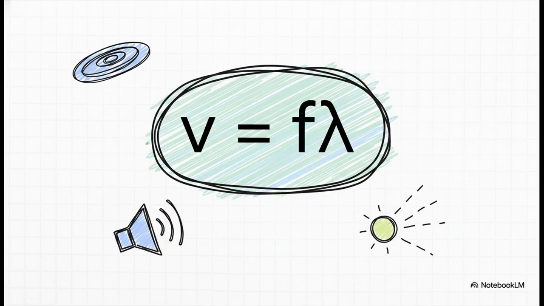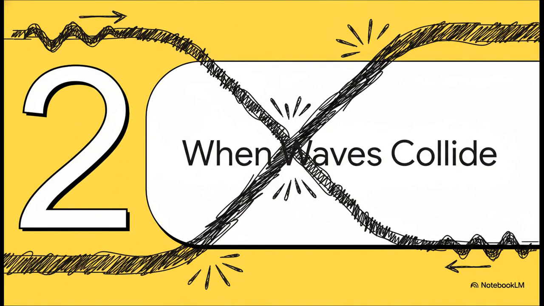And what's so cool is that these things aren't just separate ideas. They're all connected by this one beautiful, super powerful equation. V equals F times lambda. The velocity of the wave is just its frequency multiplied by its wavelength. I mean, think about that. If you know how close together the waves are and how fast they're coming, you know exactly how fast the energy is traveling. And this isn't just for water. It works for sound, for light, for everything. It's universal.